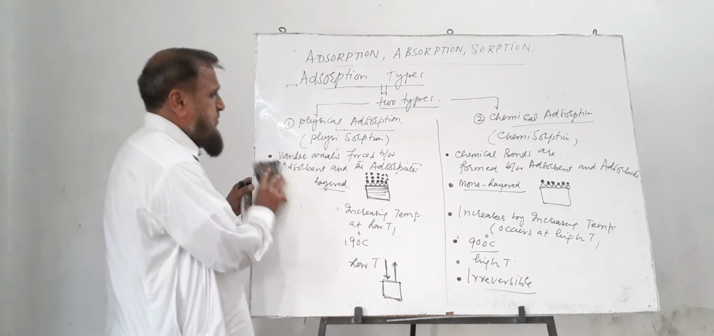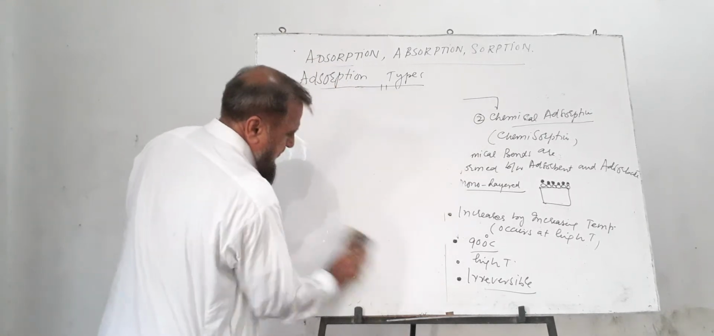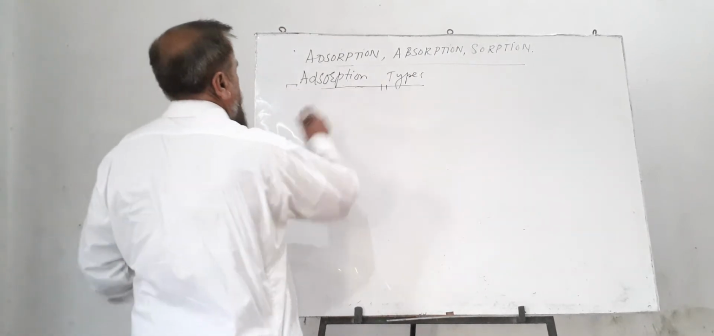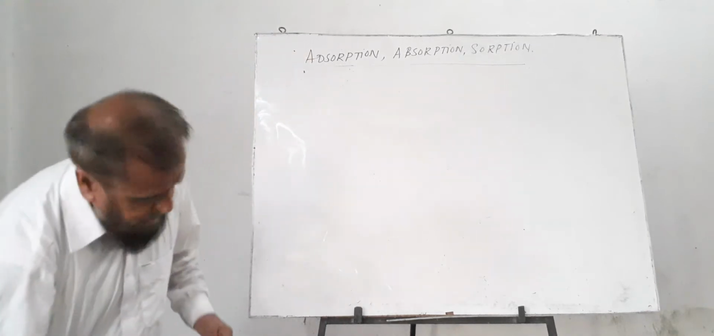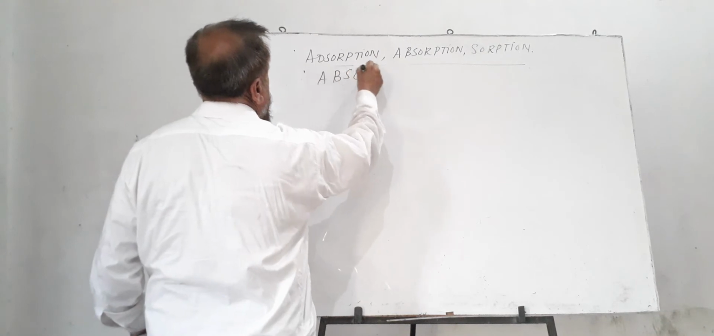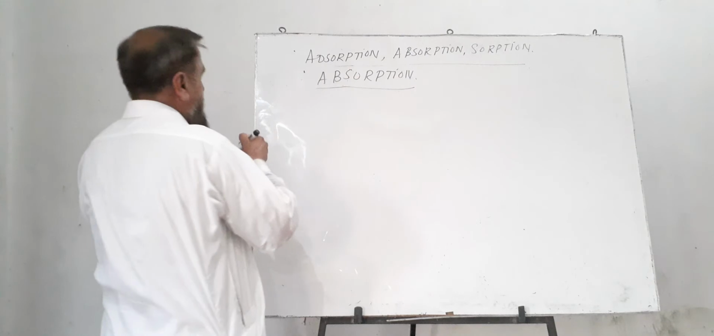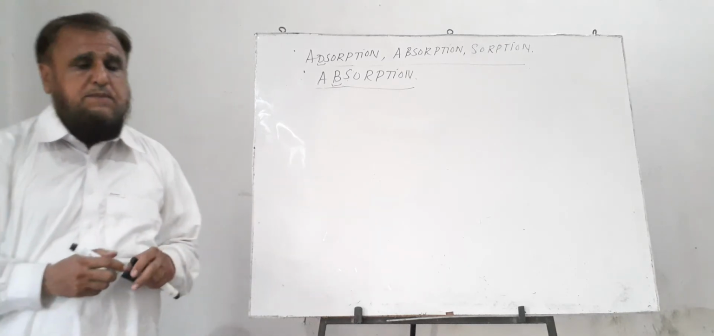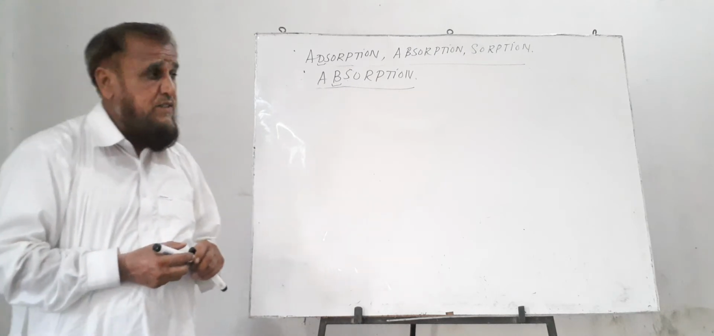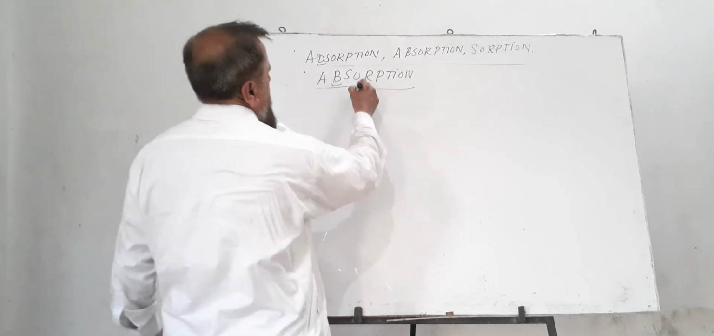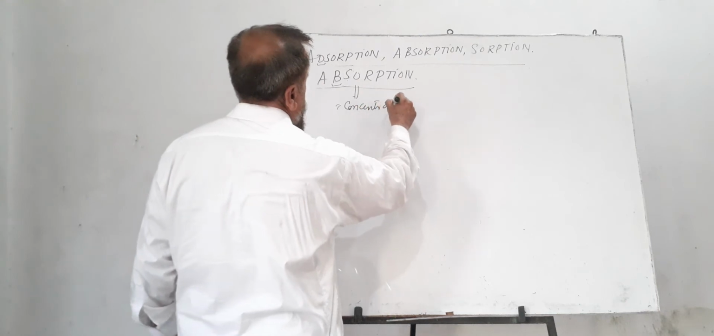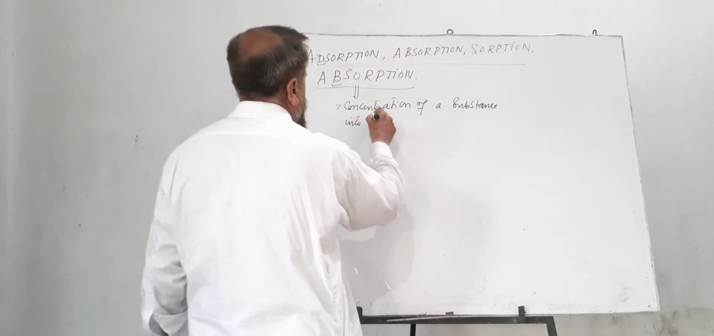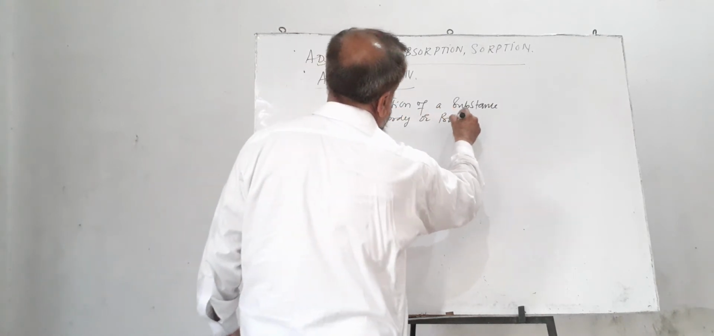Now, there is another term which is known as absorption. Adsorption and absorption. Please note the B in the term. The second term, which is similar to this term but conceptually different, is absorption. As we know, adsorption is a process of accumulation of a foreign substance on the surface of a solid. On the contrary, absorption is the concentration of a substance into the body or bulk of a solid.